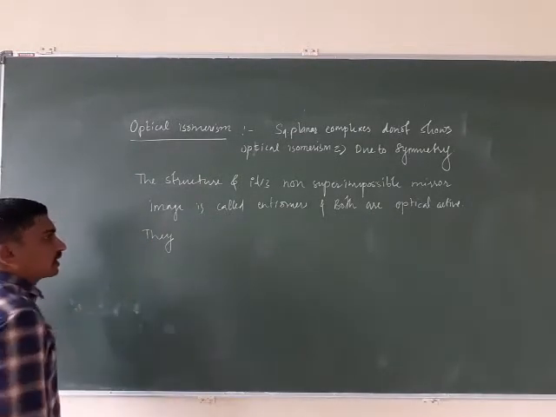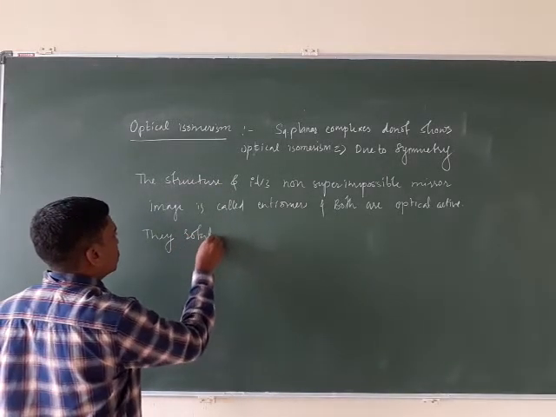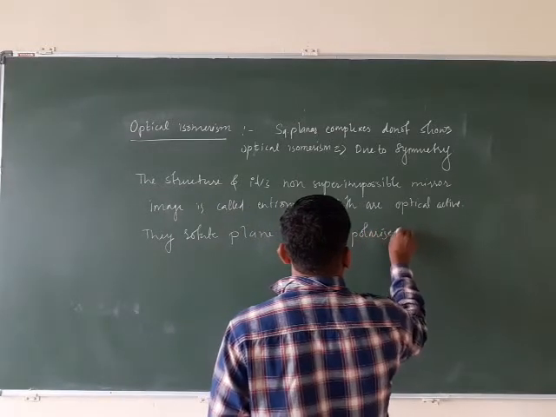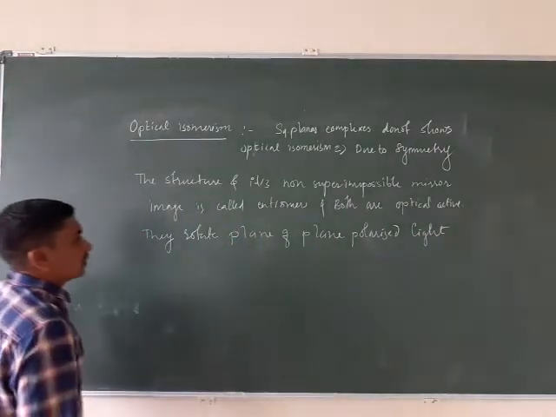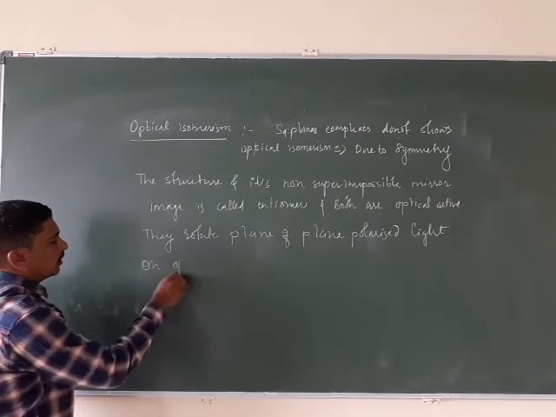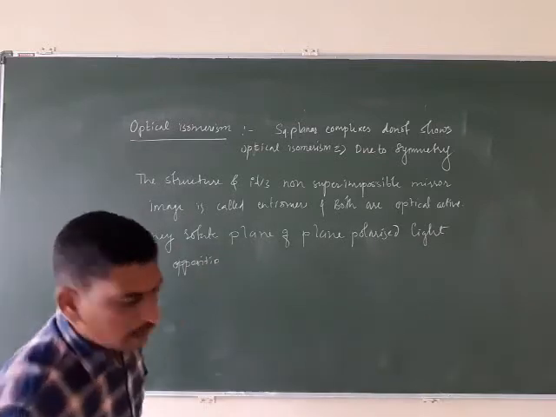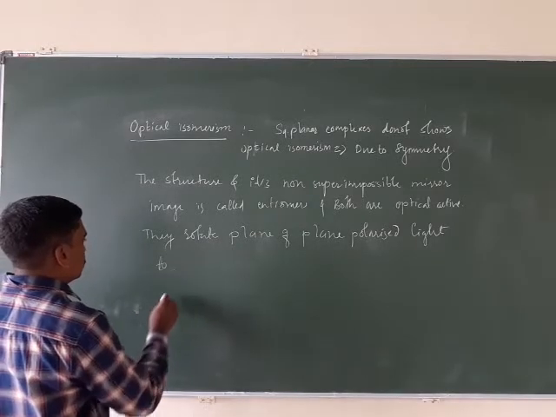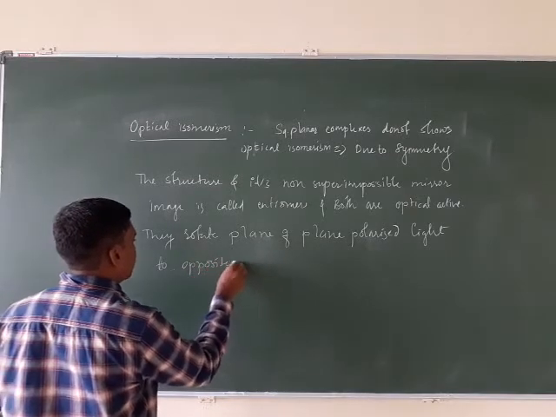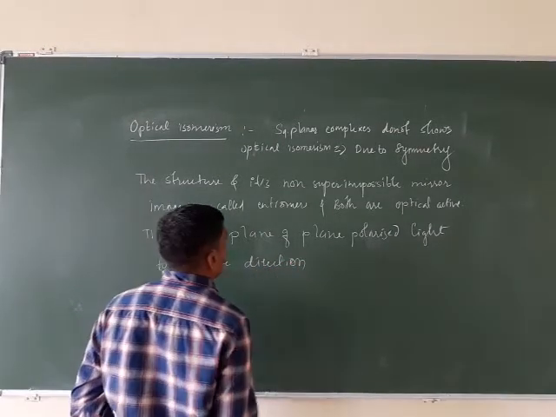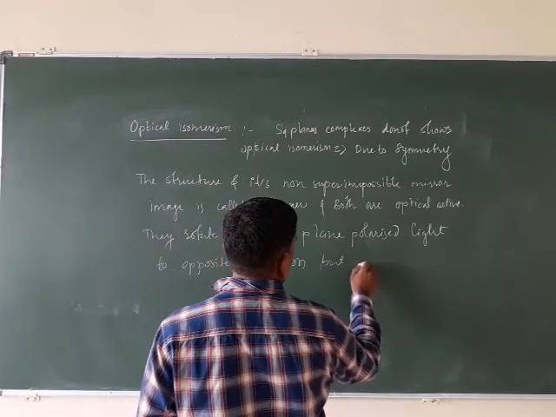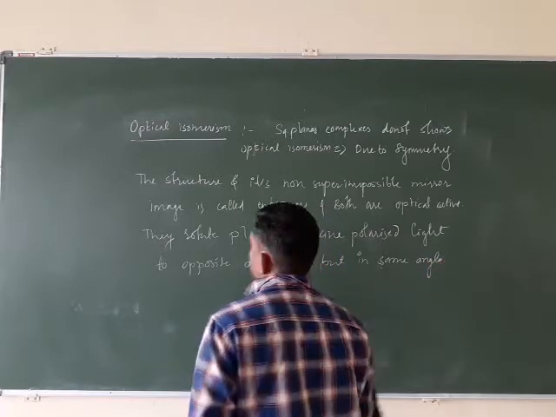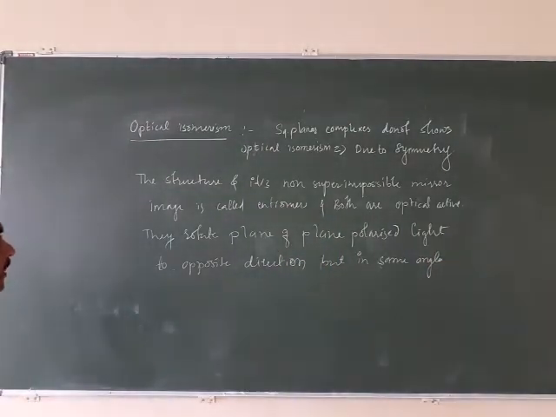The structure and its mirror image rotate plane polarized light in opposite directions, but by the same angle. Okay, so enantiomers have the capacity to rotate plane polarized light.